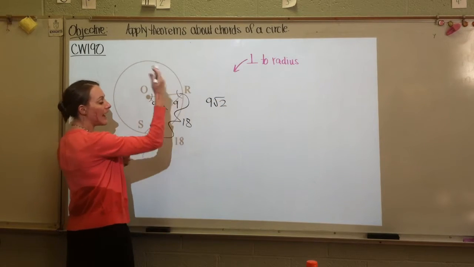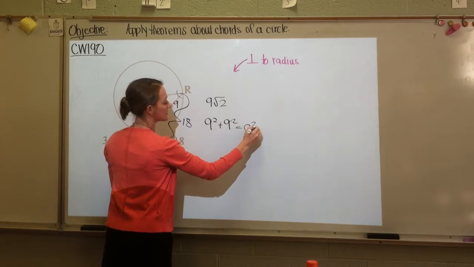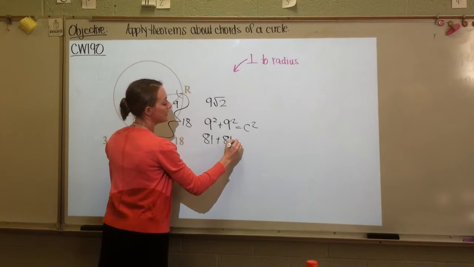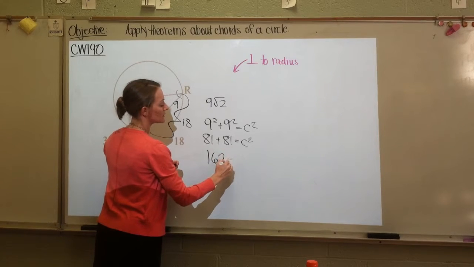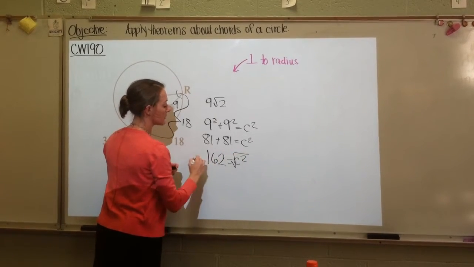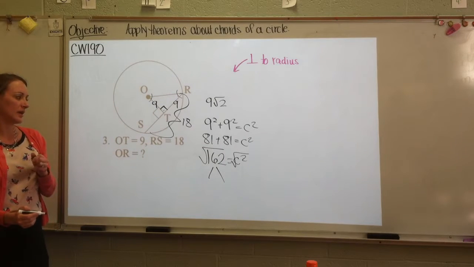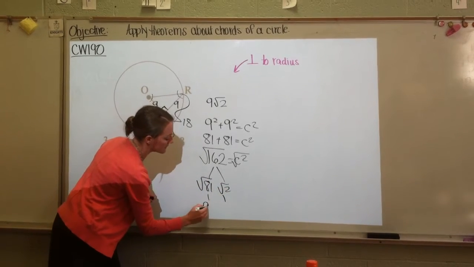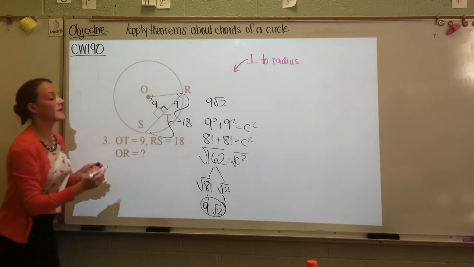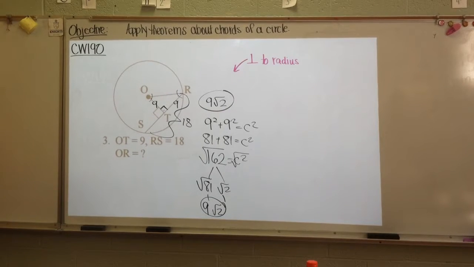Okay, let's go ahead and stick it into the Pythagorean theorem. 9 squared plus 9 squared is equal to c squared. This is 81 plus 81 is equal to c squared. What do we have? 162 is equal to c squared. Take the square root of both sides. I can factor out of there what? 81 and 2. So we have 9 square root of 2 right there. But if I already know 45, 45, 90 is the side times square root of 2, that's all I have to do. I don't have to do the Pythagorean theorem. Are we okay there?